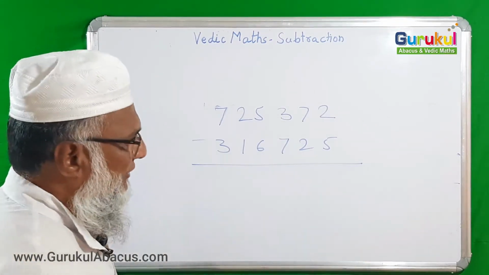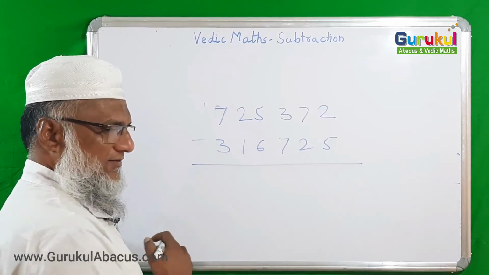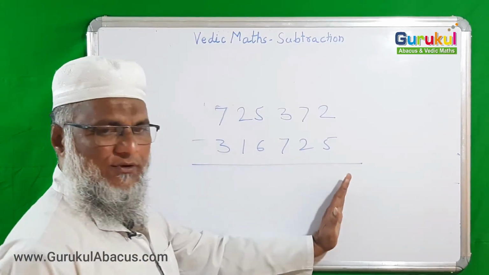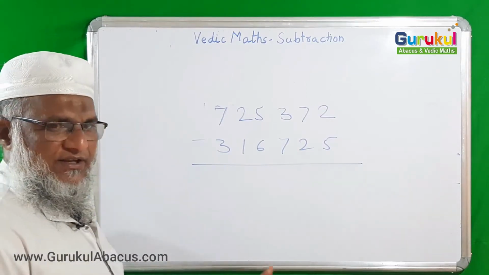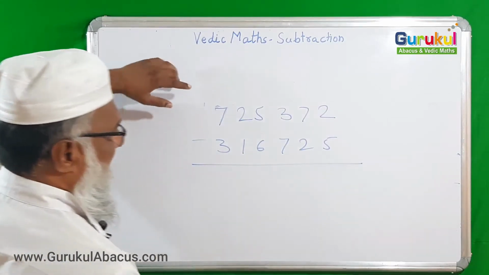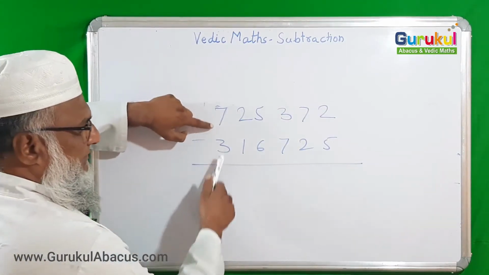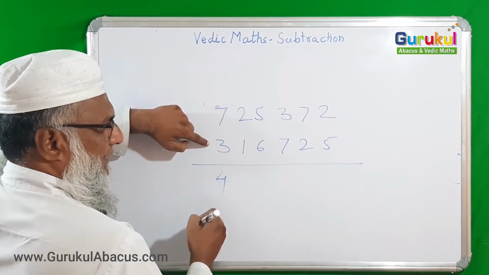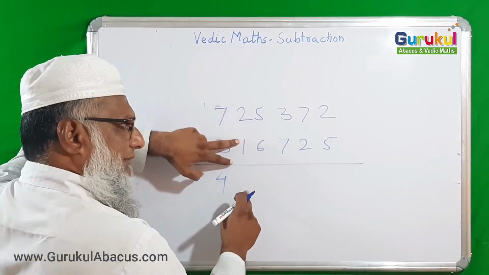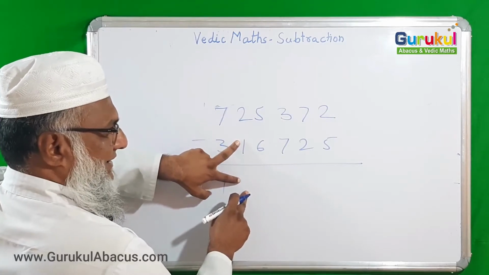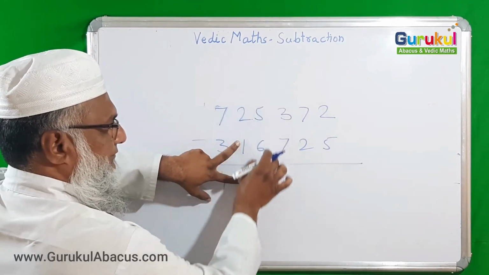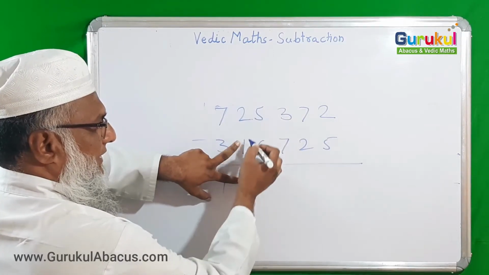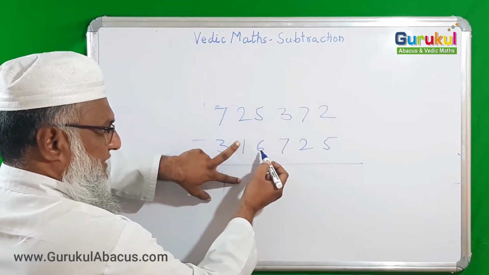Our traditional method is from right to left, but we will start from left to right. Only one trick we should keep in mind, and then everything is easy. So first, start the subtraction. 7 minus 3, 4. Now here 2 minus 1, 1 I want to write, but I am just observing the right-side pair.